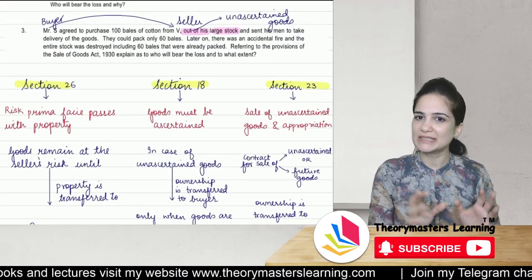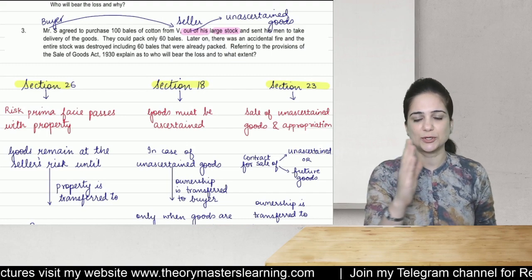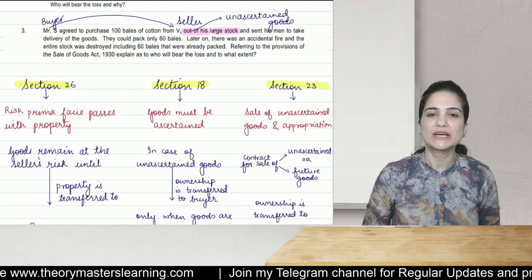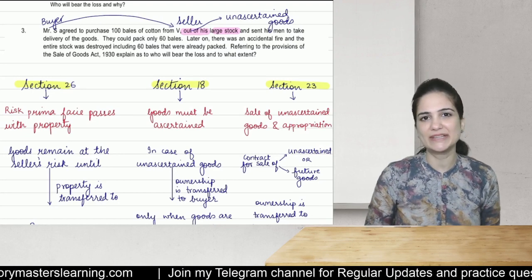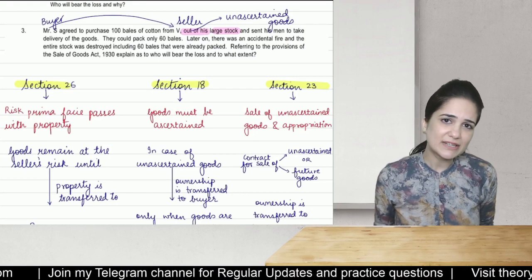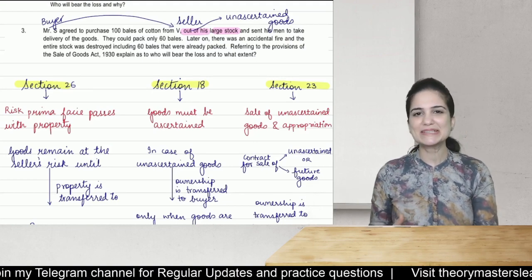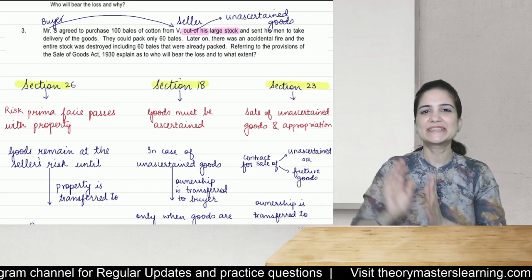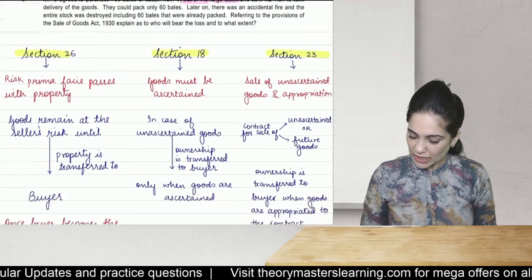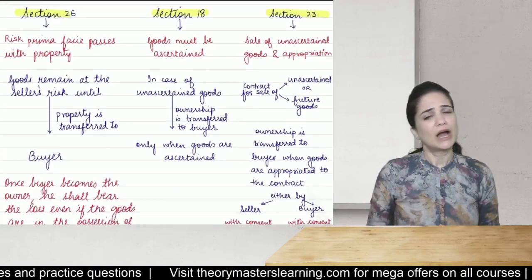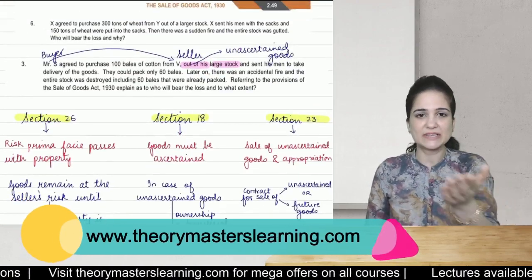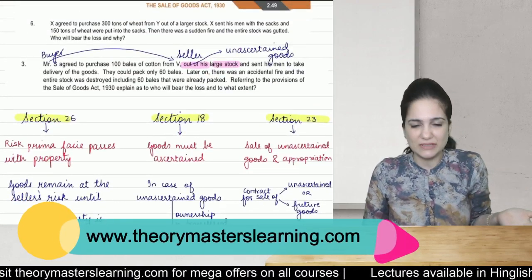Then in the model answer, if you see, they have also written section 18 read with section 23. Now, why have they used section 18? Why have they mentioned it in the answer? Section 18 relates to goods must be ascertained. Ascertained means they must be identified and set aside for the contract. Okay, goods must be ascertained. Now, in case of unascertained goods, how did I come to know that the goods are unascertained? It's in the question itself. See, there is a hint, "out of". It means the goods are unascertained.